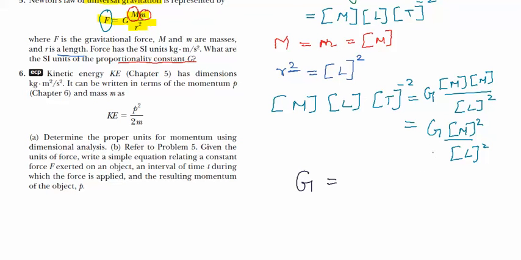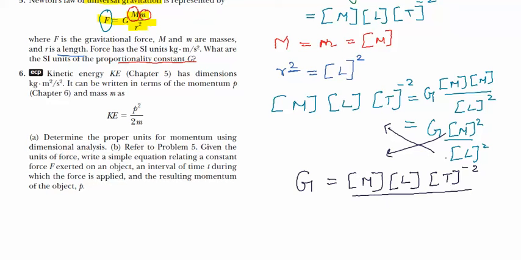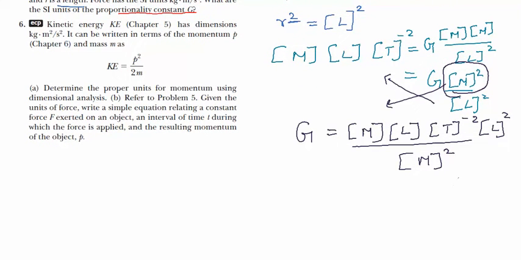G you can take to the other side, and the length you can also take to the other side, and then you cross multiply. First let's write down the force, M L T to the power -2. The length is in the denominator on the right-hand side, so it goes in the numerator on the left-hand side, and the mass is in the denominator on the right-hand side, so it goes in the denominator on the left-hand side.